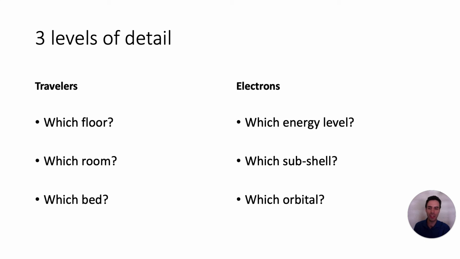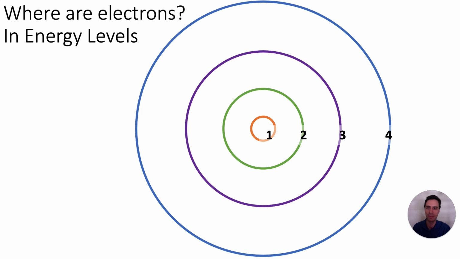A second question you could ask is, which room are you in? Are you in the sunny room, or are you in the pink room? This is like asking, which subshell are the electrons on? And the last question you can ask is, which bunk bed are the electrons staying in? That's like asking, which orbital are the electrons in? So this video is to introduce these 3 levels of detail to the question, where are electrons? Energy levels, subshells, and orbitals.